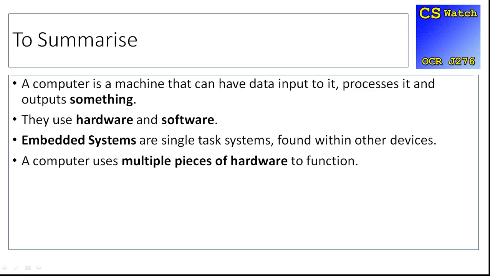So to summarize, a computer is a machine that has data input to it, processes it, and then something happens as a result of it. So you give it a command, it thinks about it, it does something about it. Computers use a mixture of hardware, something physical, and software, which is something that you run on a computer. Embedded systems are systems which only have one function, only have one purpose, and once they do that, happy days. And a computer needs to have multiple pieces of hardware working together in harmony for it to be able to function.